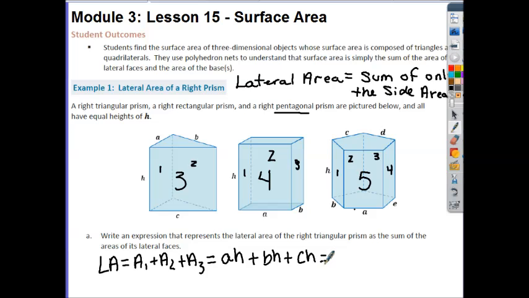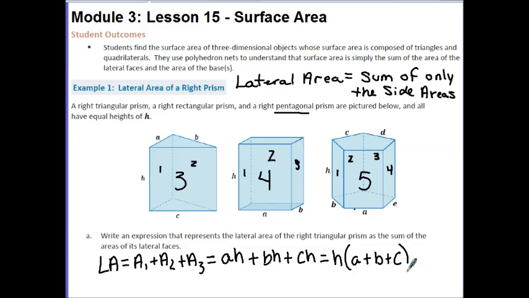So if I divide out height and put it out in front, so we're basically doing the opposite of the distributive property. If I took H out of this, we'd be left with A. If I took H out of this, we'd be left with B, C. And so you can see if I multiplied this back in that we get what we started with, so that's how you know that we did it correctly.